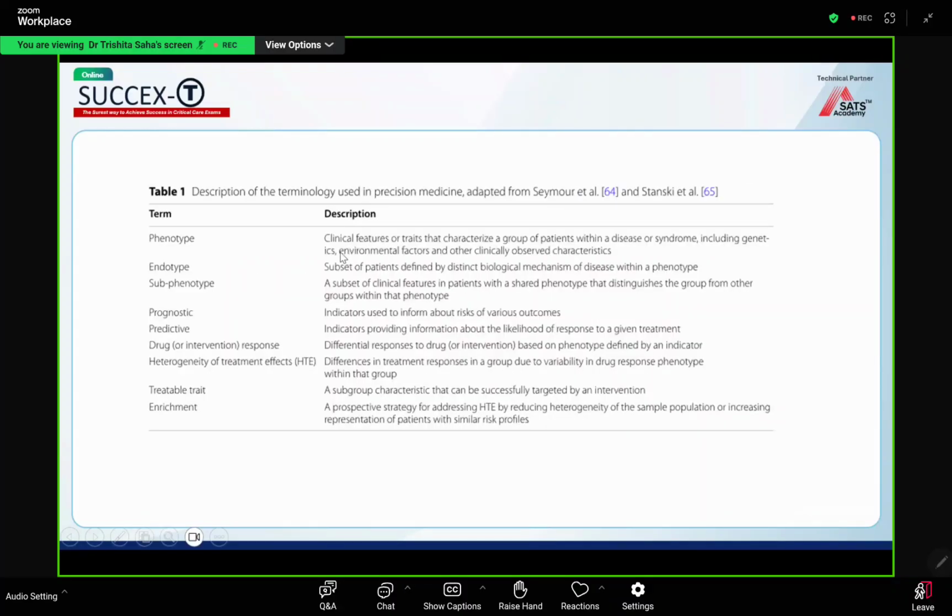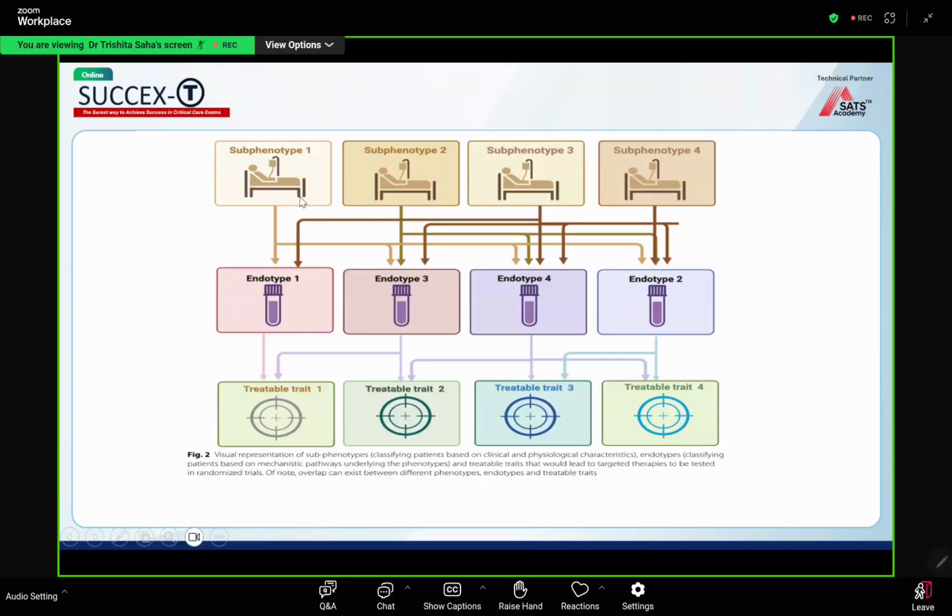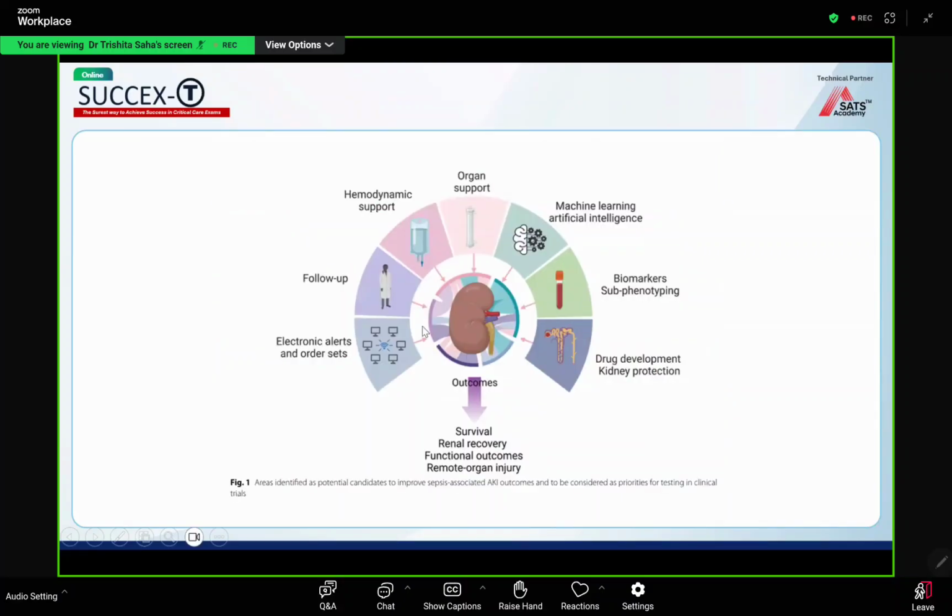Basically they have started this paper with the definition of phenotyping. What is phenotyping? What is endotype? What is subphenotype? What is prognostication? What is predictive? Drug response, heterogeneity of treatment effects, treatable trait, enrichment. They have divided into subphenotype 1, 2, 3, and then made the endotype and then treatable traits. Ultimately, these are the recent advances you should follow for kidney recovery, functional outcome, and for preventing any remote organ injury.